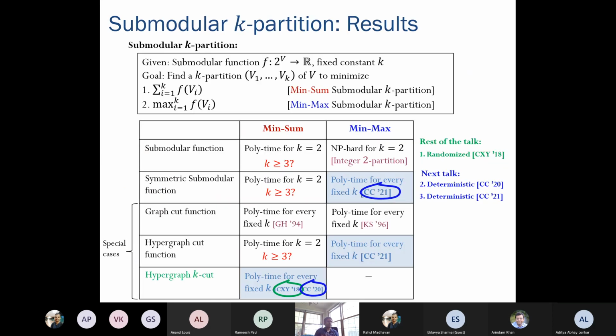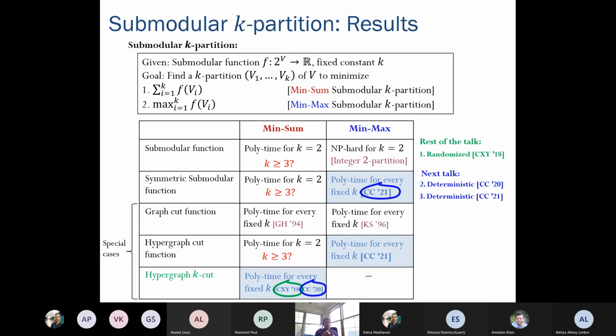Right. So this is all I wanted to tell you today. The randomized algorithm for hypergraph KCut. Next talk we will talk about how to make it deterministic. Maybe a few questions to think about and also address.